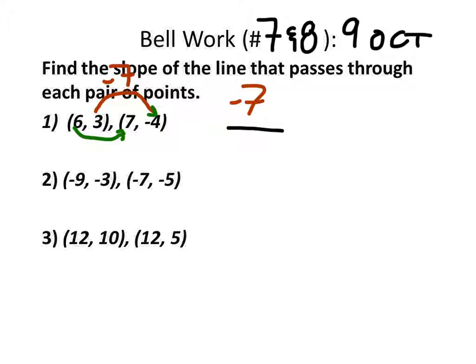What about from 6 to 7? 1. You went up 1, so positive 1. It would just be negative 7, okay?